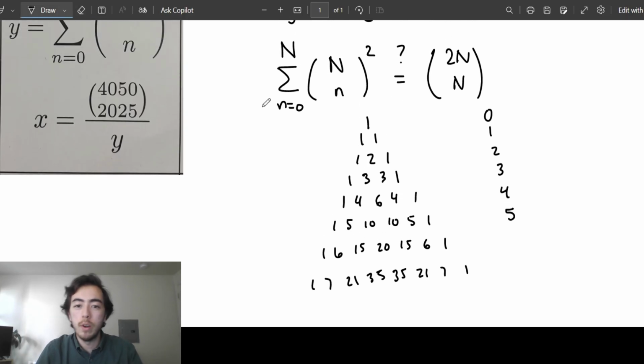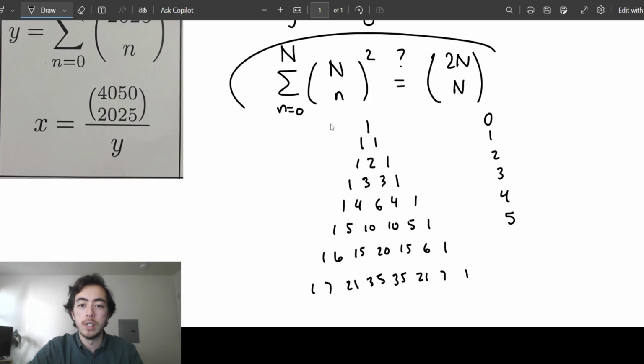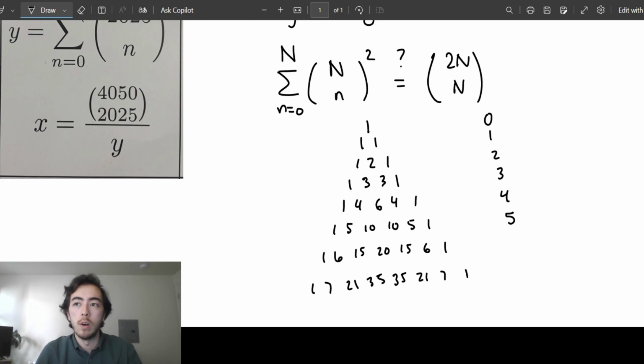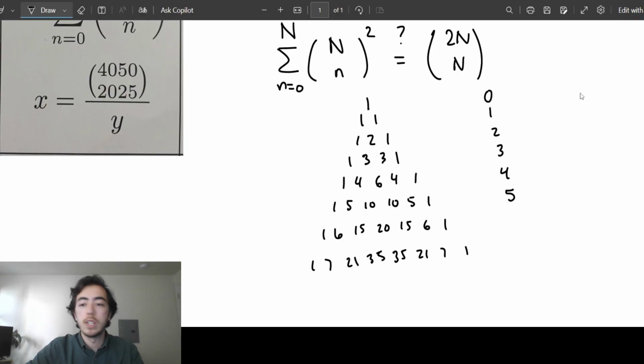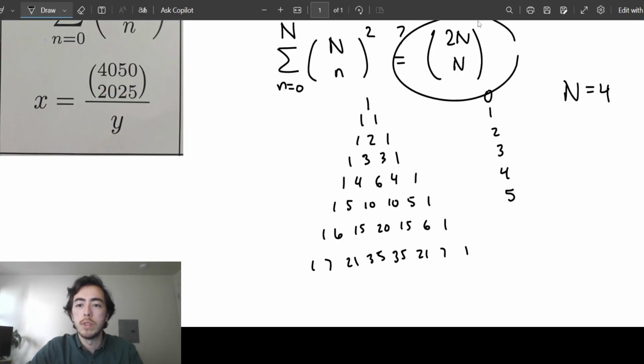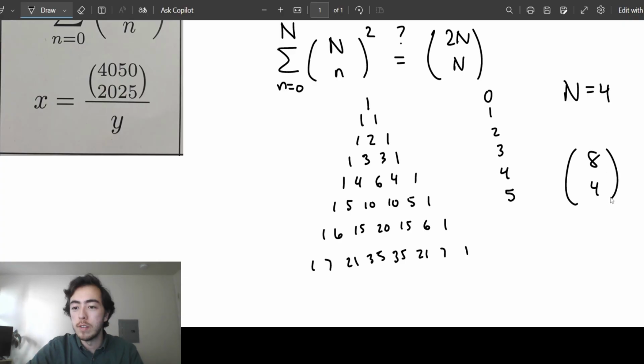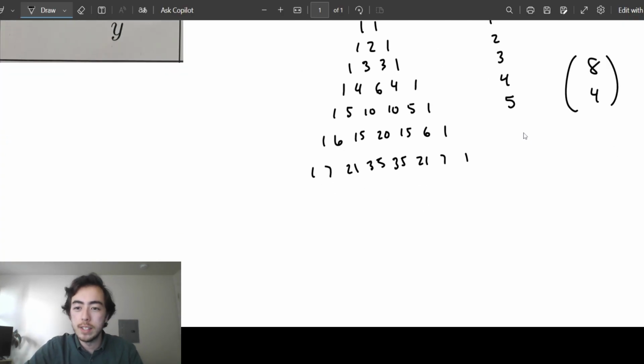And today I wanted to strike some kind of comparison between these 2 entries or these 2 sides of the equation by looking at entries or rows of Pascal's triangle. And let's just say for the sake of example, n is equal to 4 right now. Let's take a look at what the right side of the equation is saying. That's saying 8 choose 4. And so if I want to learn more about 8 choose 4, I guess I do need one more row of Pascal's triangle. So let's get that in there.